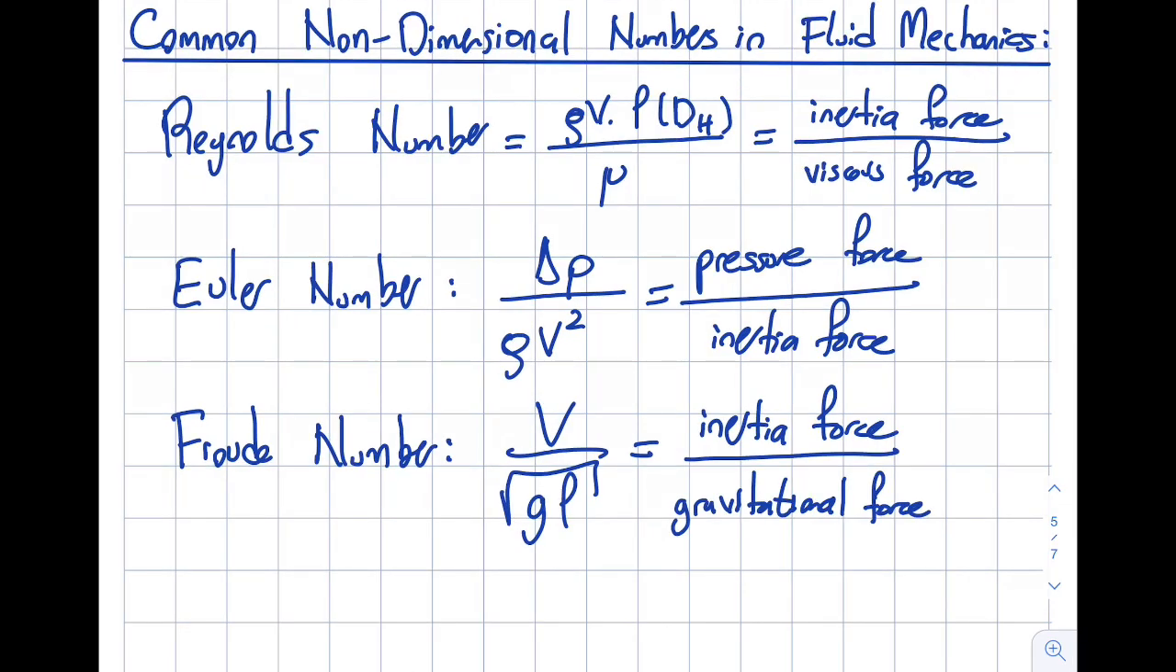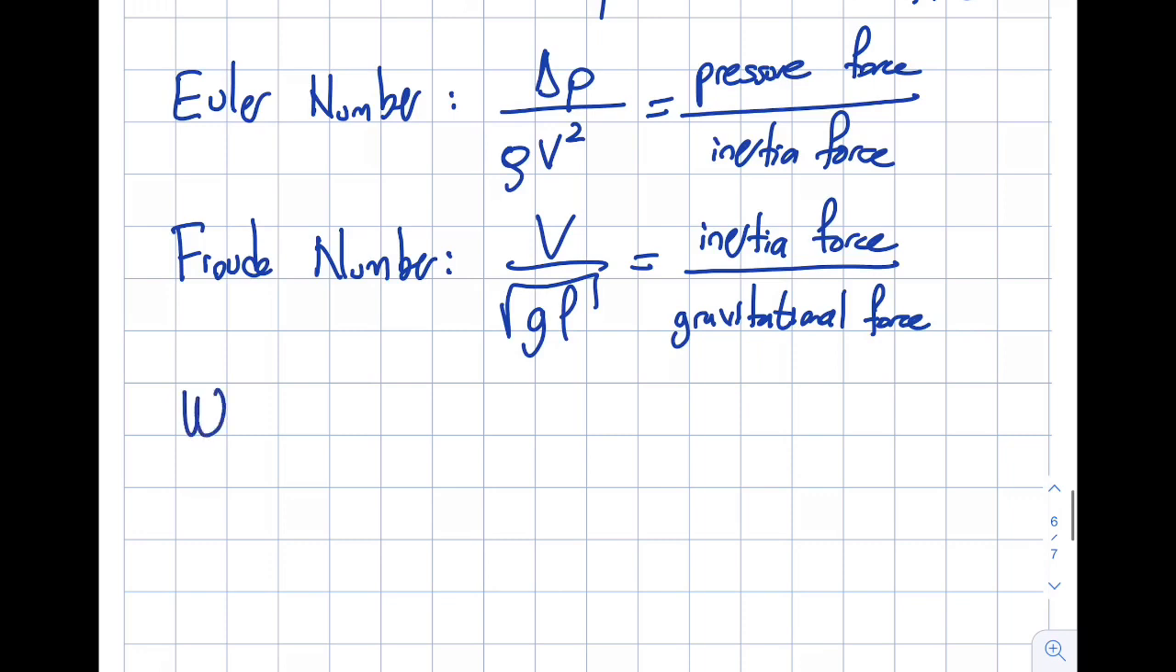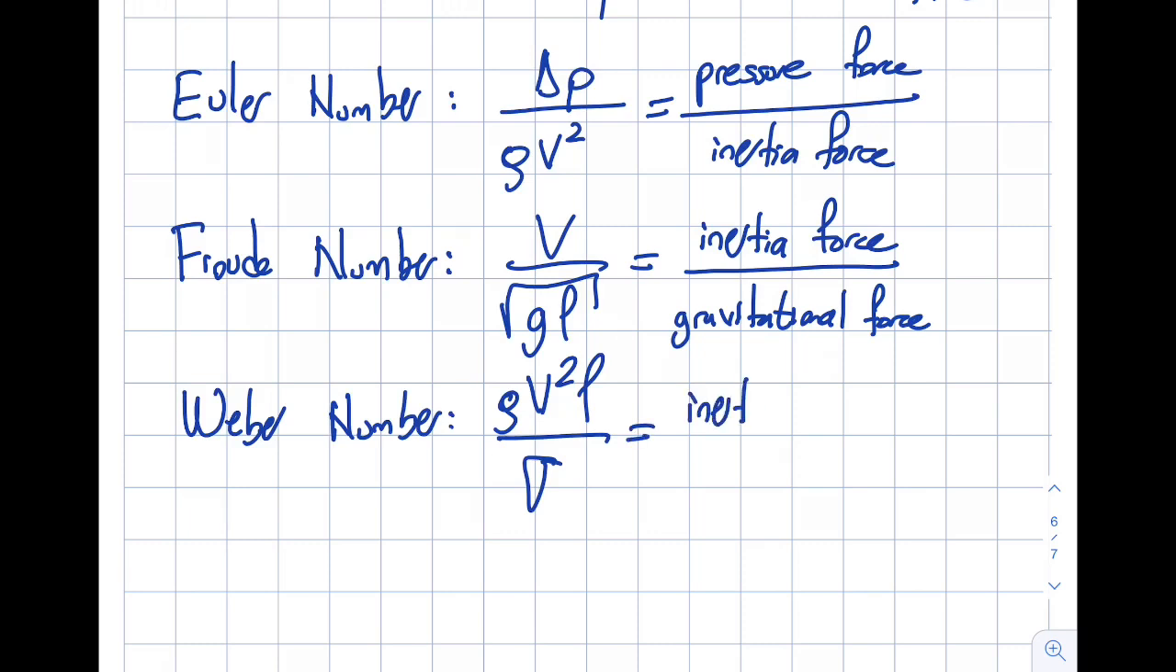Okay, next is Weber number. Rho v square L divided by the surface tension. Okay, so if you write it, it's going to be inertia force divided by the surface tension force.